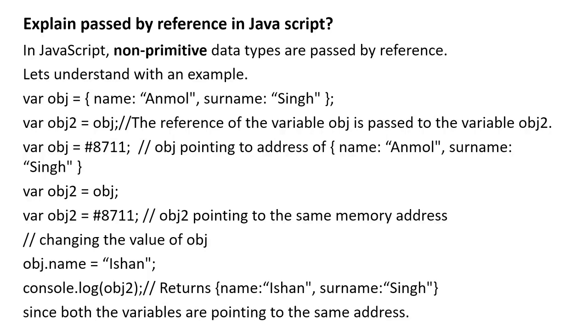Now change the value of obj, so obj.name = Isan. Now console.log(obj2) returns name equal to Isan and surname equal to Singh. Since both variables are pointing to the same address, both return the same value. obj has the same value and obj2 has the same value.